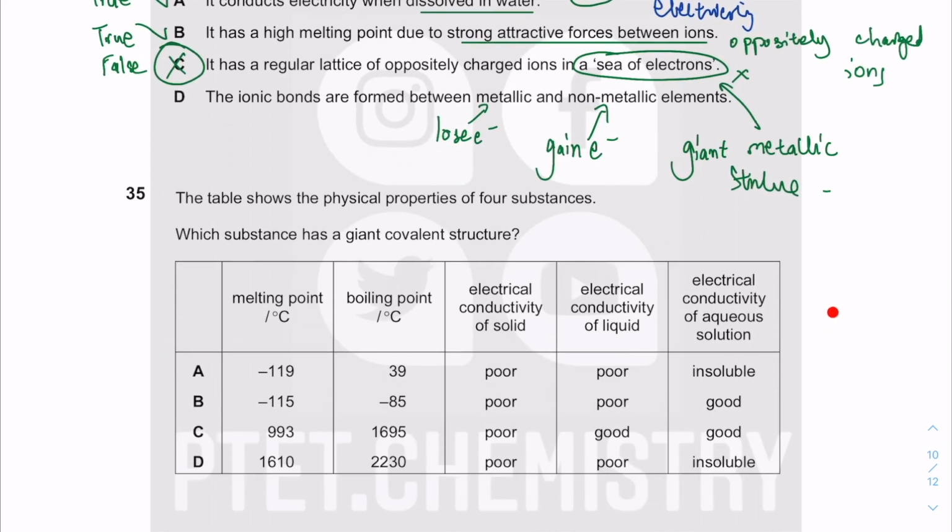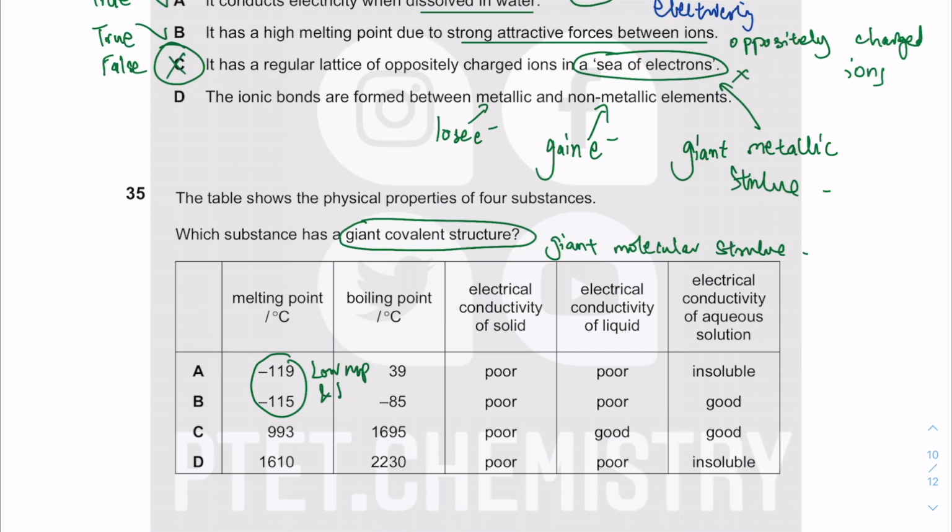35 is the kind of table that lists a lot of different properties, and you need to know the properties for all the different structures. So we have a giant covalent structure. It's the same as giant molecular structure, so just be aware of it. It is a giant structure. These are low melting and boiling point because these are negative values. So what I can do is A and B are out because of the giant structure. Now do not just go for the highest value just because it's giant. You always have to consider the rest of them.